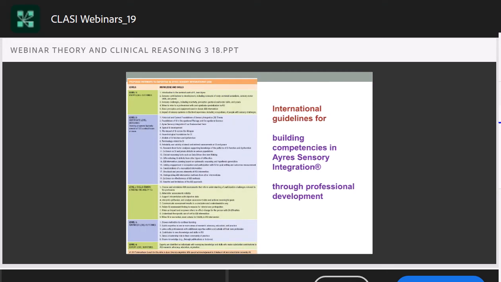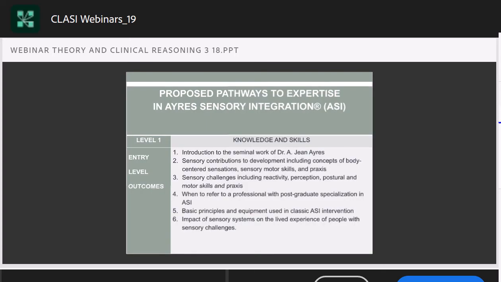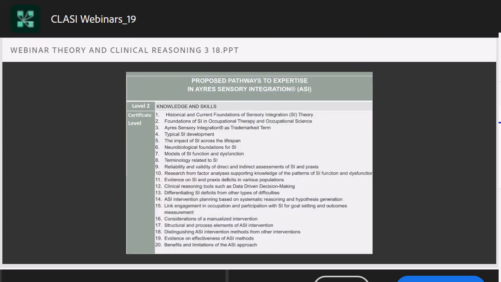One of the things that we have done as a group is we've started to establish international guidelines for building competencies in Ayres sensory integration through professional development. I have these in the slides broken down, so you can identify where you are in your own practice. Level 1 is entry level, so maybe just hearing about Dr. Ayres' work, or maybe just learning about sensory contributions to function.